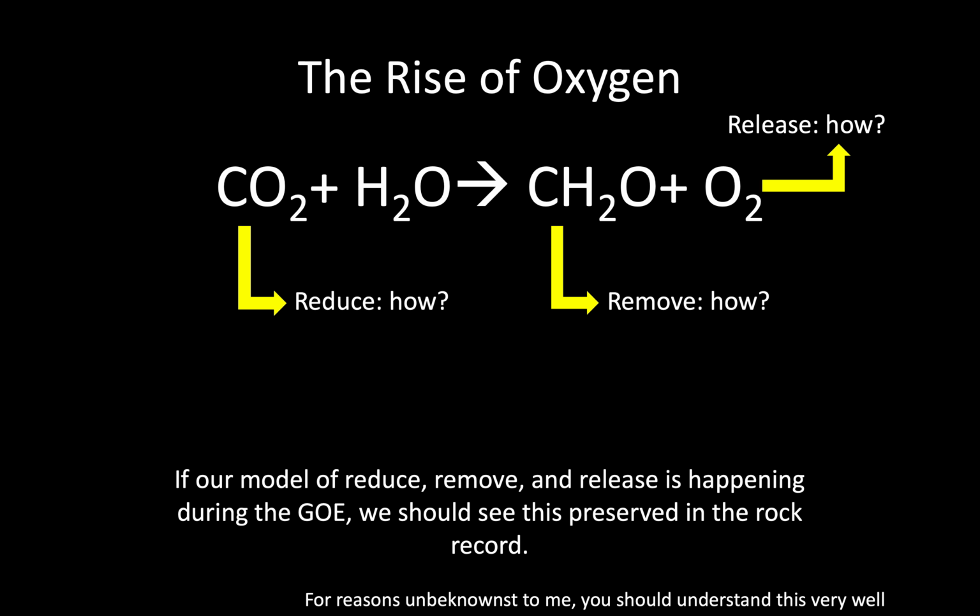So to get rid of it, we're going to bury it with plate tectonics. We're going to take something like the Ganges-Brahmaputra Delta and quite literally bury it. And finally, all of this oxygen is going to start to be released. And we're releasing it again through photosynthetic activity. So if our model of reduce, remove, release is happening during the Great Oxygenation Event, we should see this preserved in the rock record.